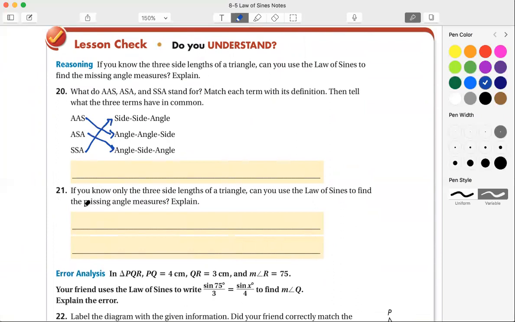All right, so to use the law of sines, you need two angles and one side, or two sides and one angle.